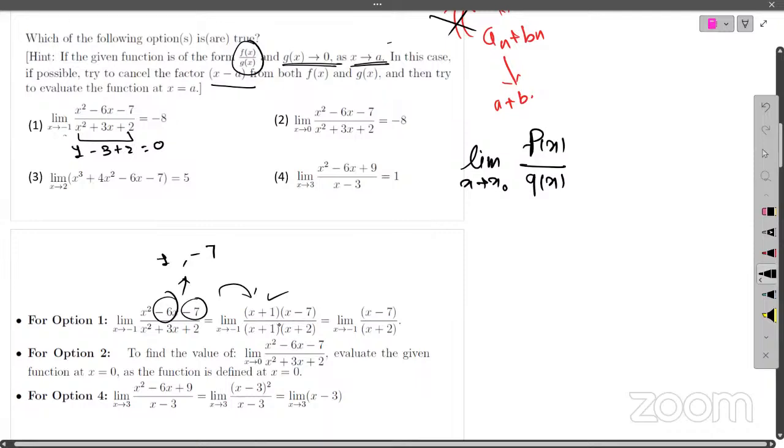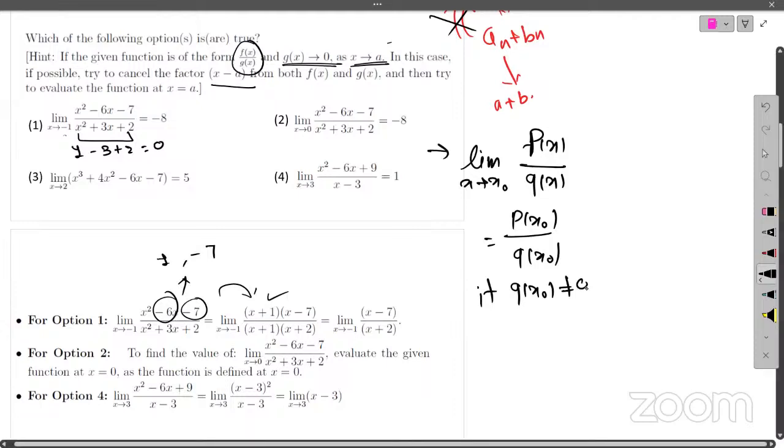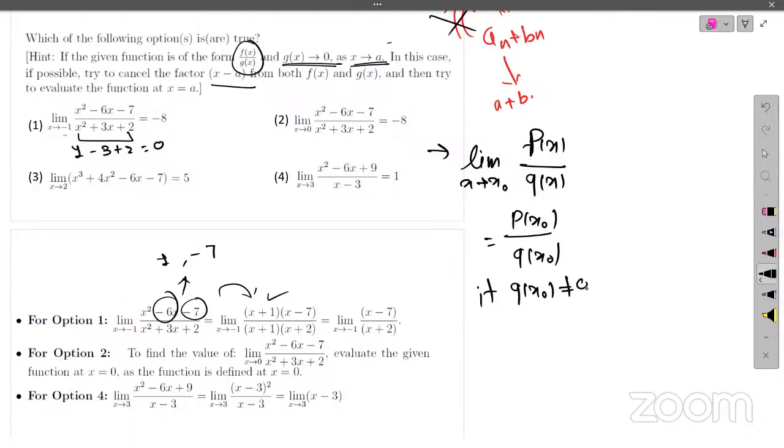So what happens? This limit is actually equal to P of x naught upon Q of x naught, if the denominator is not becoming 0, so if Q of x naught is not equal to 0. Okay, so this is the result. You can say that if we have a limit where x goes to x naught of P of x upon Q of x, where P and Q are polynomials, and Q is not becoming 0 at point x naught, then this limit is equal to P of x naught upon Q of x naught. Why does this happen?